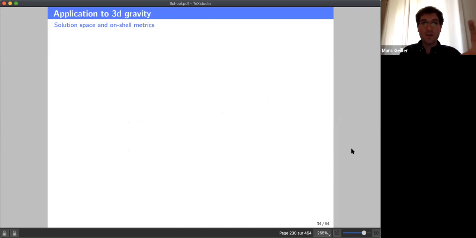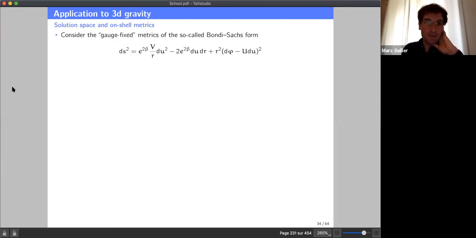So the way this works in 3 dimensions, to set this up, what we said is that we have to specify a solution space or a phase space for the theory. And here we will also write what we call on-shell metrics. So the first thing to do is to pick, again, these null coordinates and to gauge fix the metric.